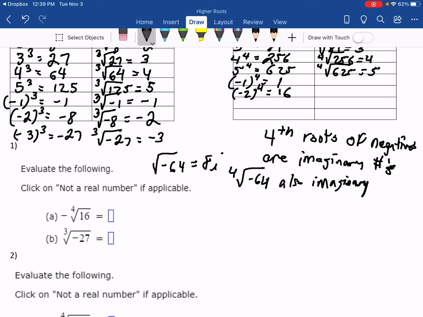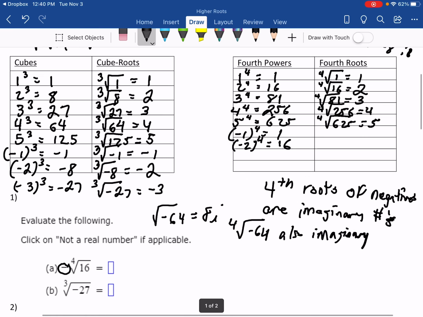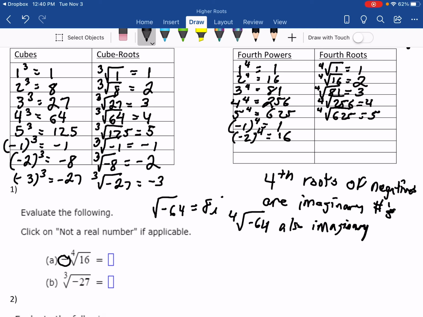Okay, so evaluate the following, and again, tell if it's not a real number, just state that that's so. So we're looking for the fourth root of 16, and you get a negative in front, so we're just going to change the sign of it based on that negative. So the fourth root of 16 is right here on our list. So that's 2, and because we have a negative in front, we'll change the sign to -2.